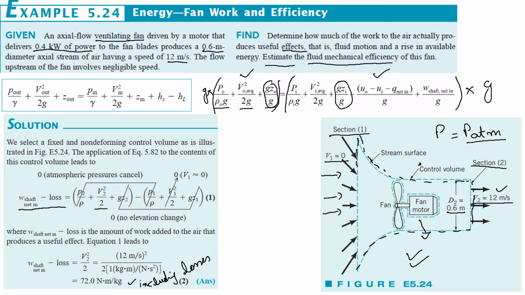So this is the actual work this fan is doing on the air to exhaust it out. Now what we need to do is to divide it by the ideal work, the ideal work that this exhaust fan will do on this air to vent it out, which is the one without the losses. So let's see how we will find the ideal work to find our efficiency. Let's move on to the next slide.